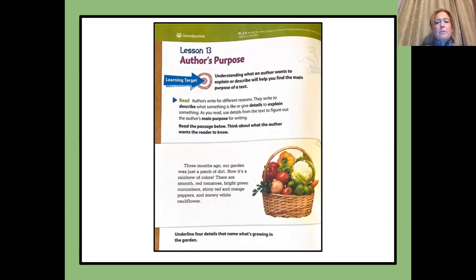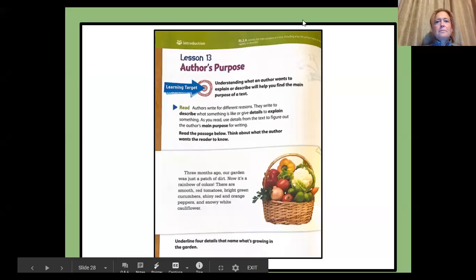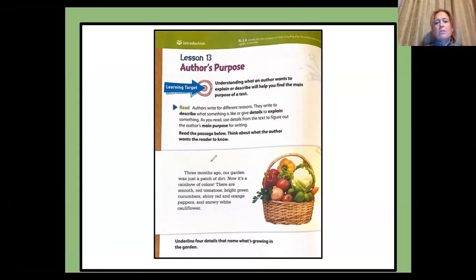Three months ago, our garden was just a patch of dirt. Now it's a rainbow of colors. There are smooth red tomatoes, bright green cucumbers, shiny red and orange peppers, and snowy white cauliflower. Okay, so we are going to underline 4 details that name what's growing in the garden. And Miss Fogelman is going to grab her pen first. Okay, so 4 details that name what's growing in the garden.